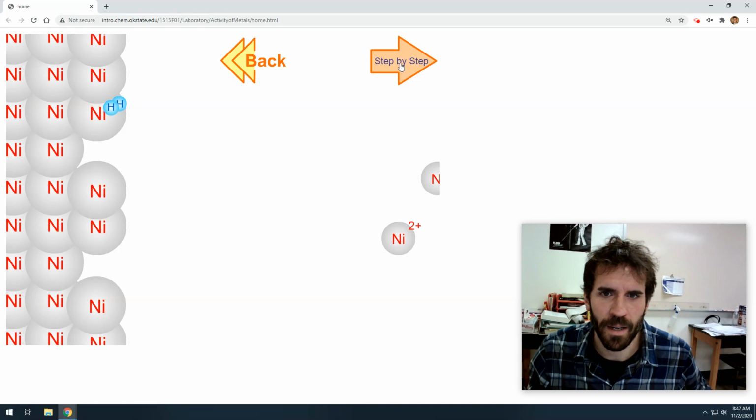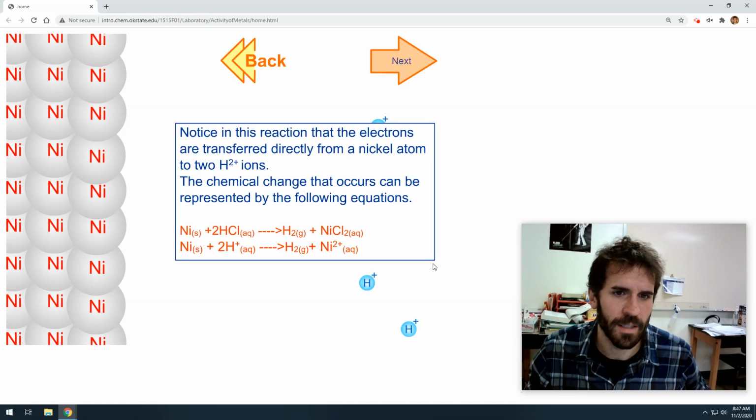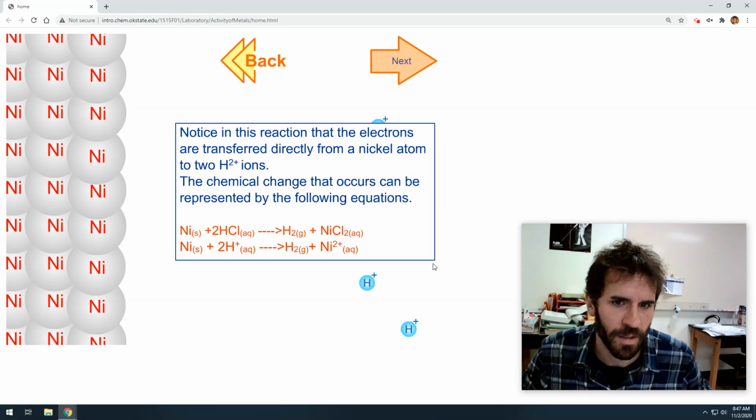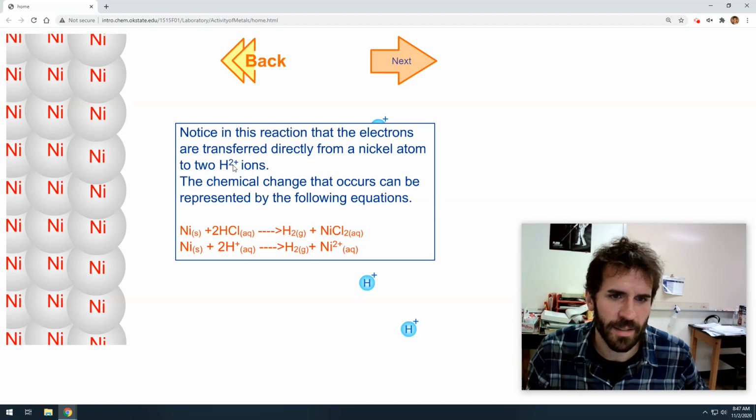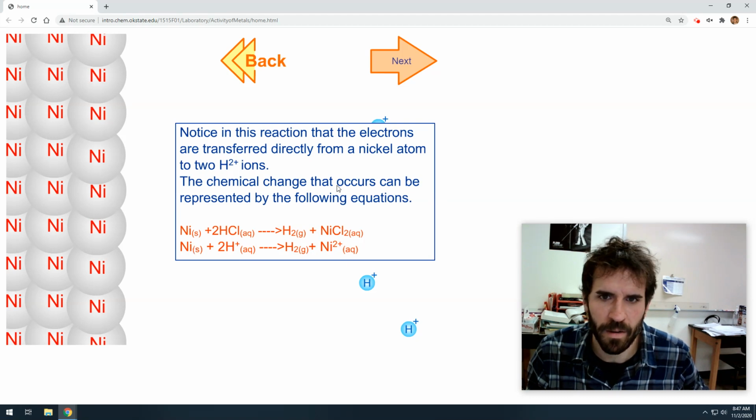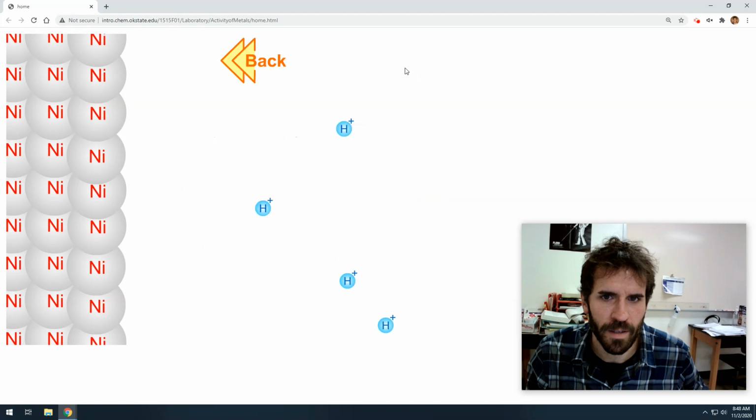Okay, and if I go step by step, notice in this reaction that the electrons are transferred directly from a nickel atom to two hydrogen ions, and that should say +1. That's a typo right there. The chemical change that occurs can be represented by the following. Here's your molecular equation, and here's your net ionic equation with the spectator chlorine ions removed.